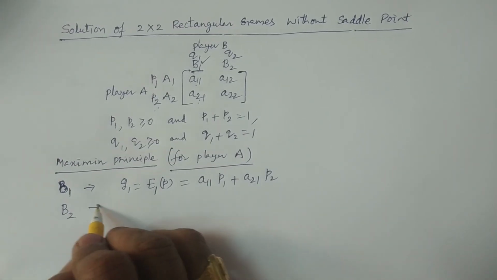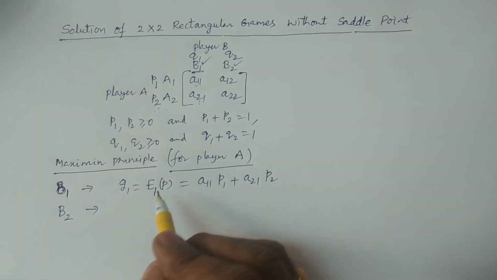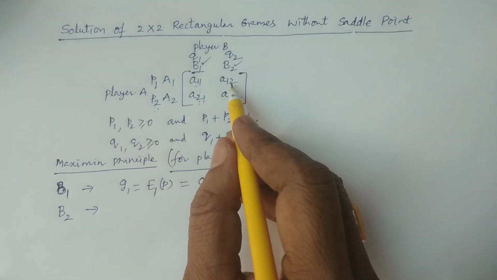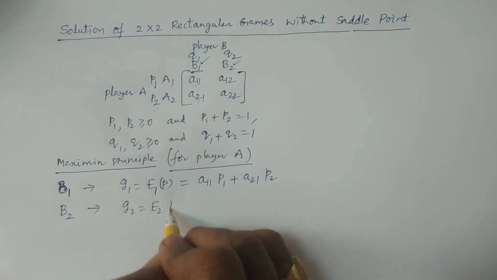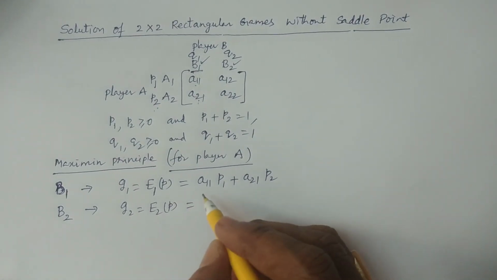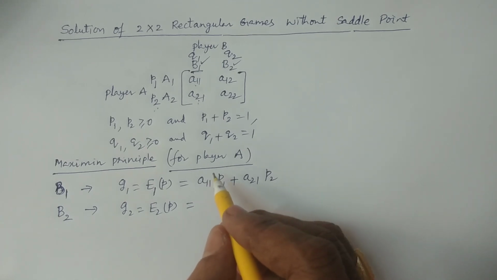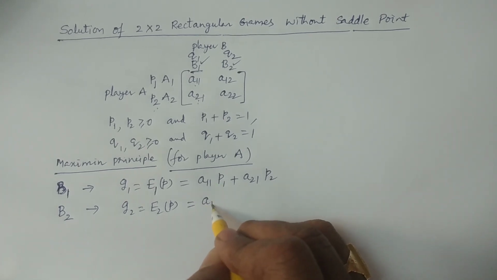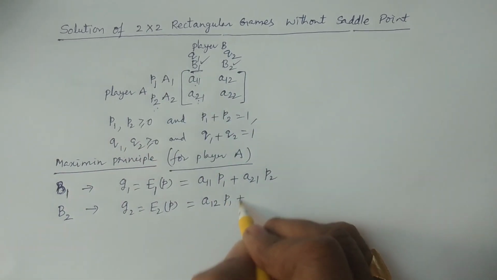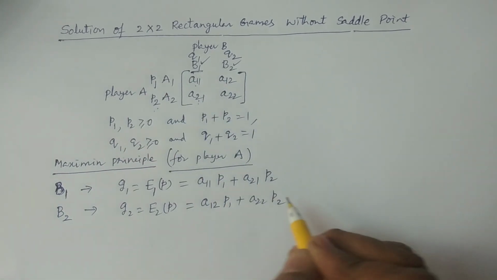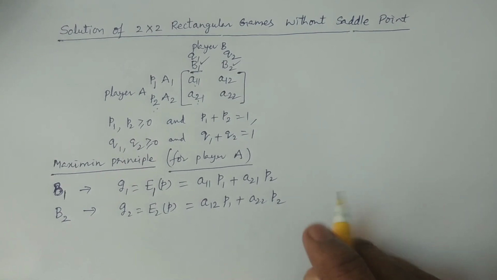Similarly, if player B uses the strategy B2, then the expected gain for player A can be written as E2(P), and it is calculated with the help of the expectation property: a12 into P1 plus a22 into P2. These two are the minimum expected gains.